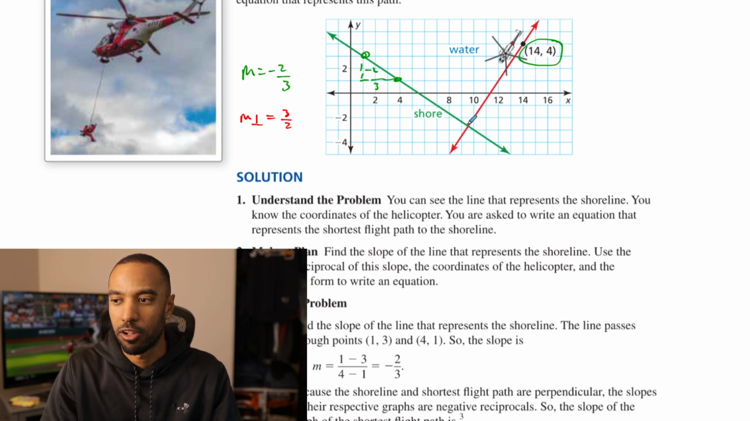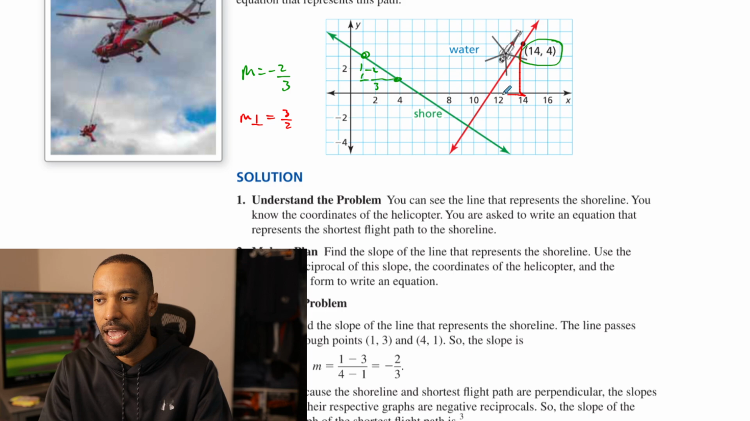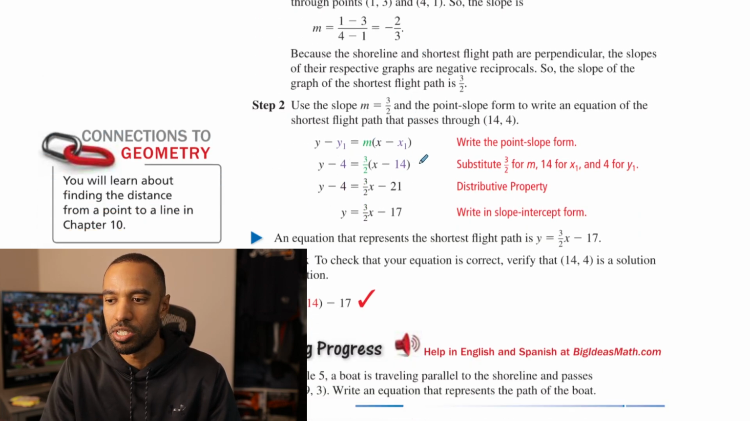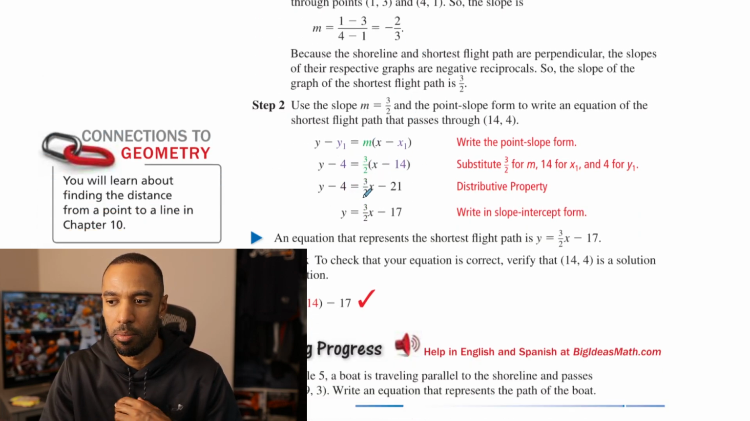Now, does that mean the helicopter's going up 3 over 2? No, apparently it's going down 3 and over 2. But a negative over negative is still a positive. It's still on that positive slope. Anyway, substitute the 14 and the 4 here. They used point slope form, and then they're getting it over.